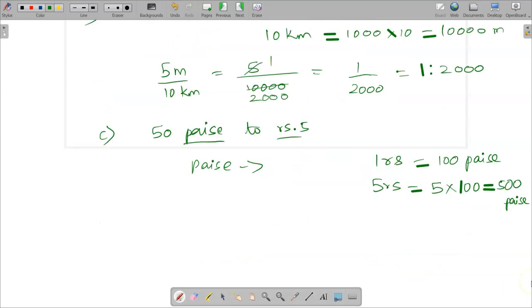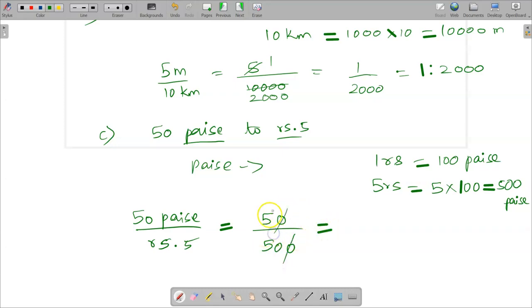Now once we have converted with the proper units, we can come to the ratio. So 50 paise to rupees 5. 50 paise as it is, and rupees 5 we have converted to 500 paise. Now the zeros get cancelled, and when we apply the 5 table it is 1. In the end we have 0, just write as it is. So 1 by 10, which we can write as 1:10.